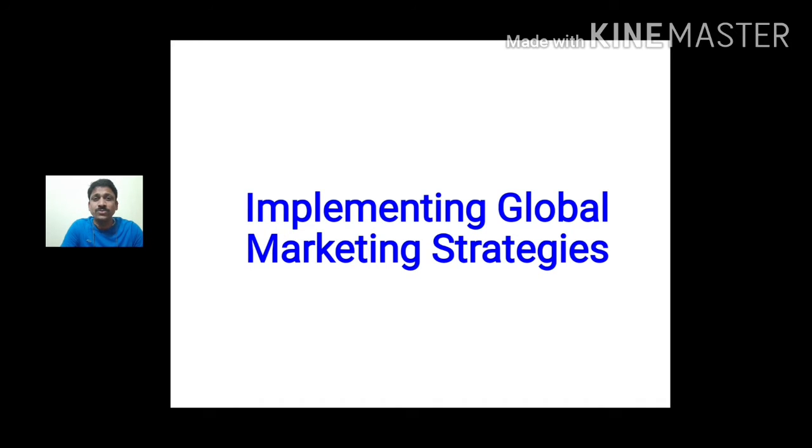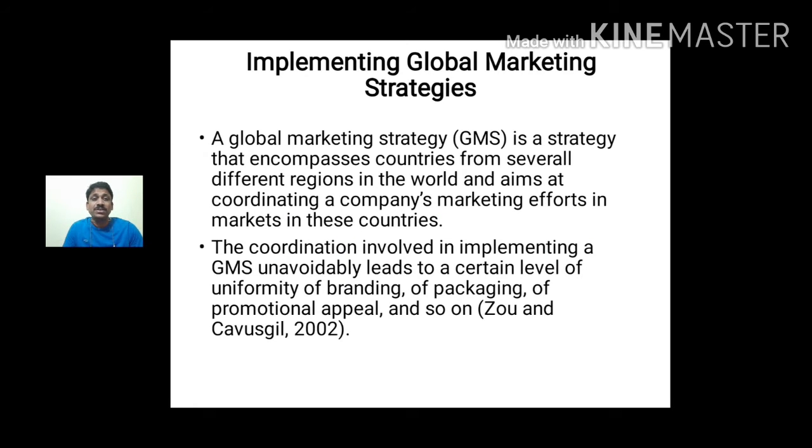So initially, we have to discuss what is global marketing strategy. A global marketing strategy is a strategy that encompasses countries from several different regions in the world and aims at coordinating a company's marketing efforts in these countries' markets. So it's about implementing a strategy across national boundaries, maybe in a number of different countries. If you want to use a strategy like that, then we call it a global marketing strategy.